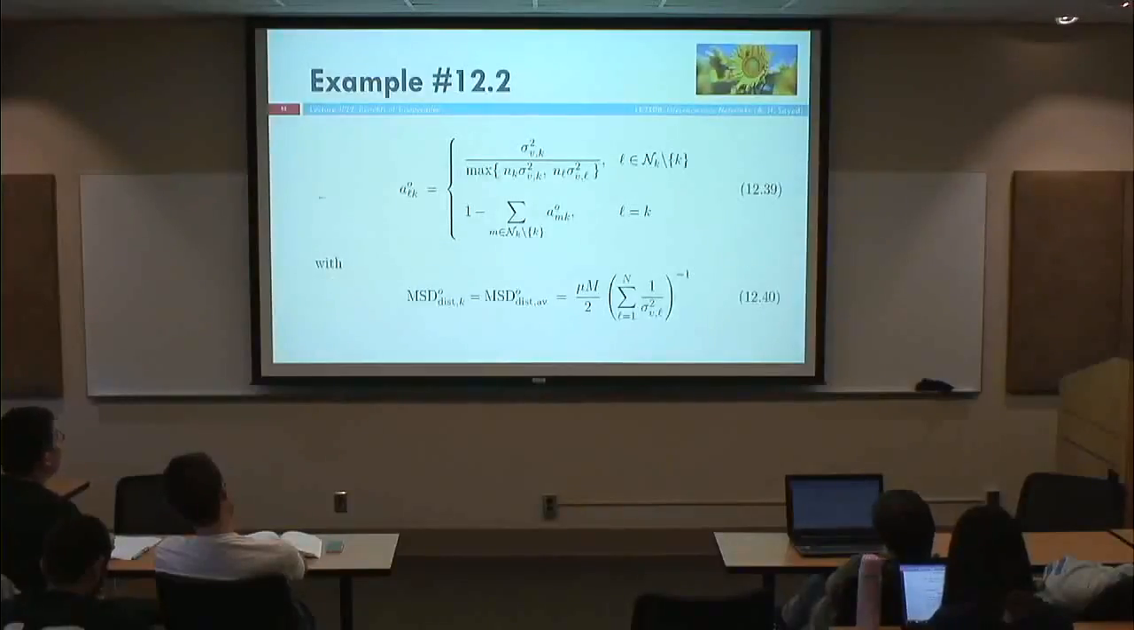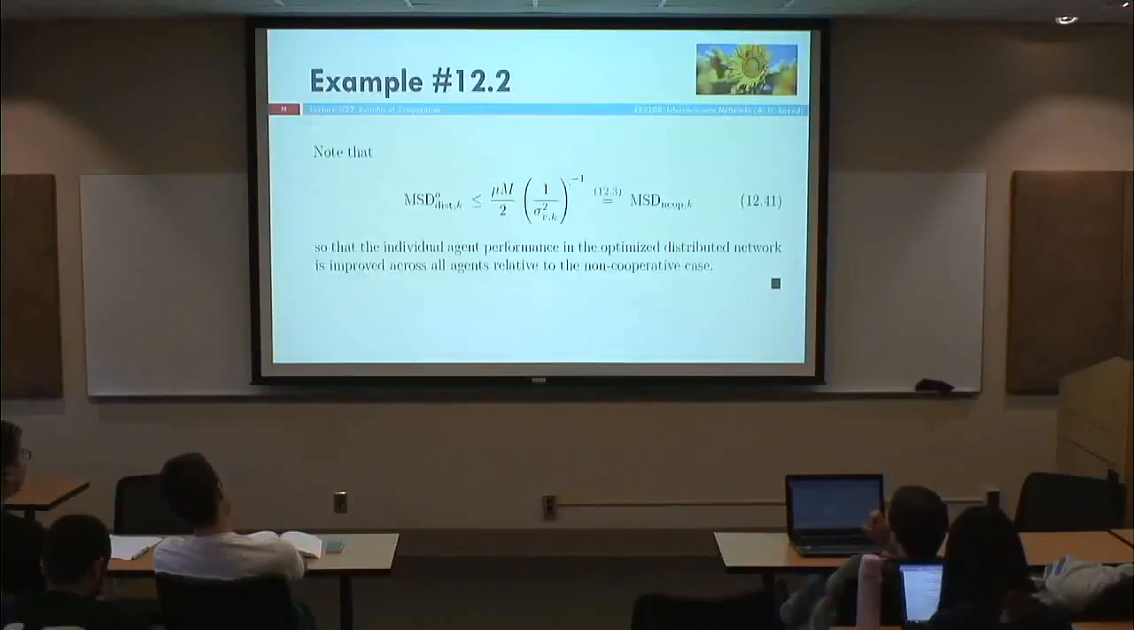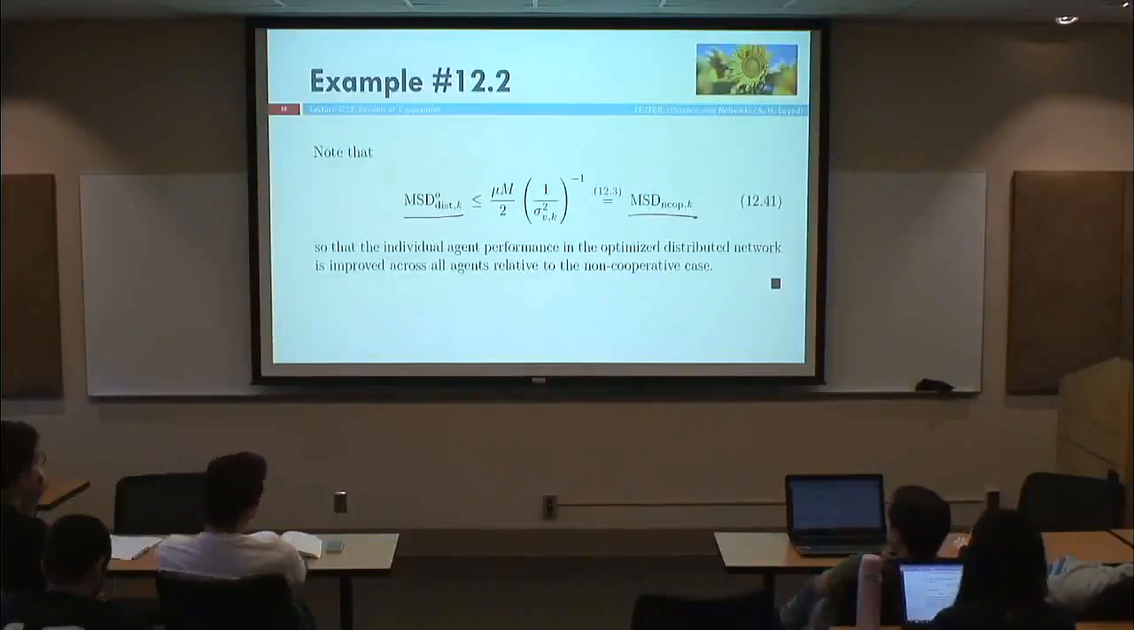Okay, so here it is. I'm writing what the A is for this case using the thetas that I showed you. That's all. This is just an example specializing the result to the quadratic case, okay? Very good. You already saw that the distributed solution is better than the non-cooperative solution, and this is the performance, okay?